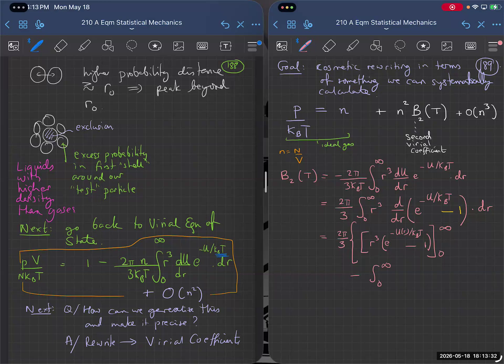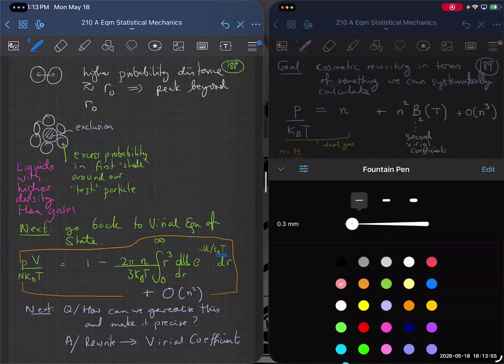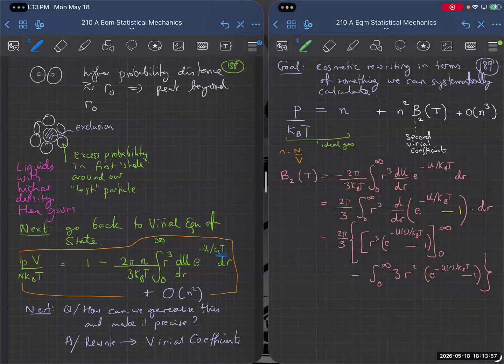So it's going to be the integral from 0 to infinity, and then I'm going to have my factor e to the minus u of r over kBT minus 1. And then now I've got my d/dr acting on the r cubed, and so that's going to give me a factor of 3r squared. So that's my integration by parts, and then close the bracket. Okay, so everybody follows that.